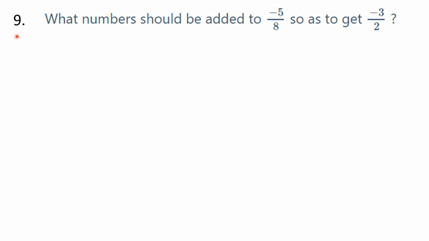Question number 9. What number should be added to minus 5 by 8 so as to get minus 3 by 2? Let us see the solution here. Okay, so let that number be x, right? We don't know the number, so the number be x here.